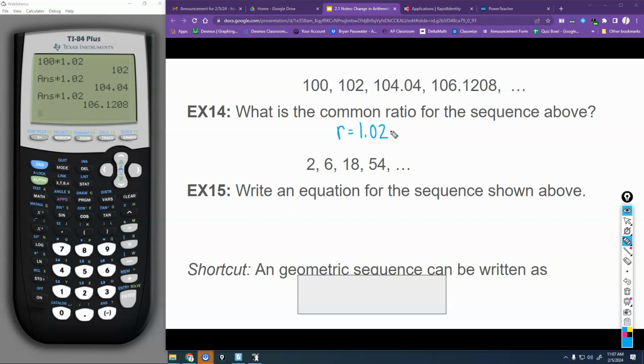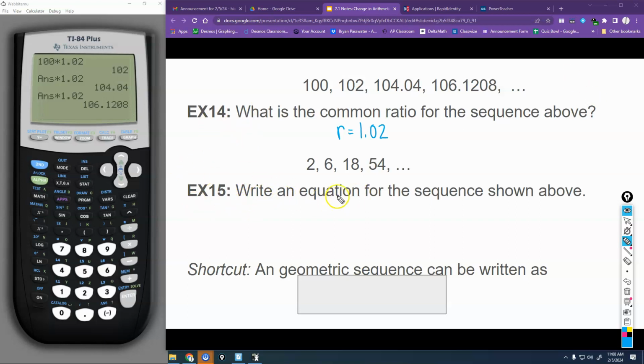That might seem like a weird one, but this is actually something that gets used a lot because this is like interest rates. Like if you put $100 in the bank at 2% interest and it's compounded annually, at the end of the first year you'd have $102, then 104.04, and then 106.1208. The more money you have in the bank, it grows a little bit faster each time, right?